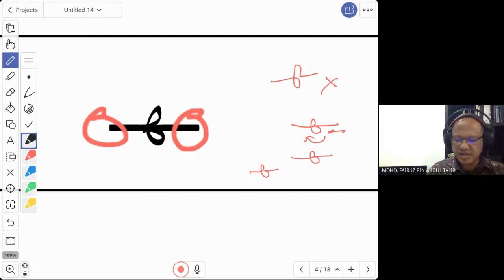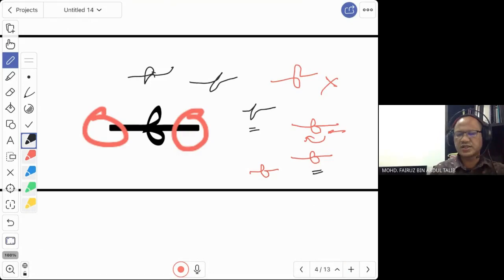Sometimes you see people write ha. Sometimes you see this shape. This is also another ha. Sometimes some people, they do this. So yes, we can consider this as correct, but it is better for you to draw this ha.